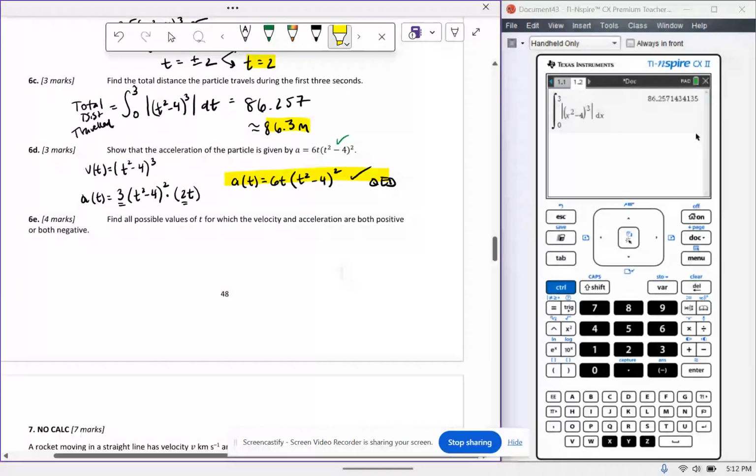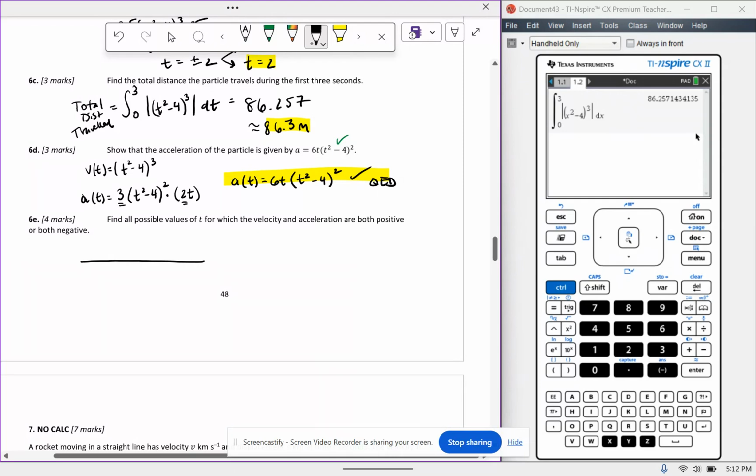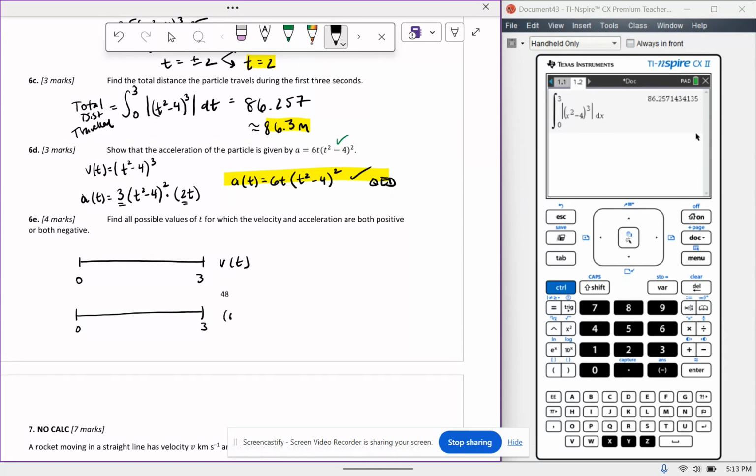Now it says find all possible values of t for which the velocity and acceleration are both positive or both negative. Whenever we're comparing the signs of the velocity and acceleration, it's very helpful to do a number line. So this is from 0 to 3. This is the velocity curve. This is also from 0 to 3, except now this is the acceleration curve.